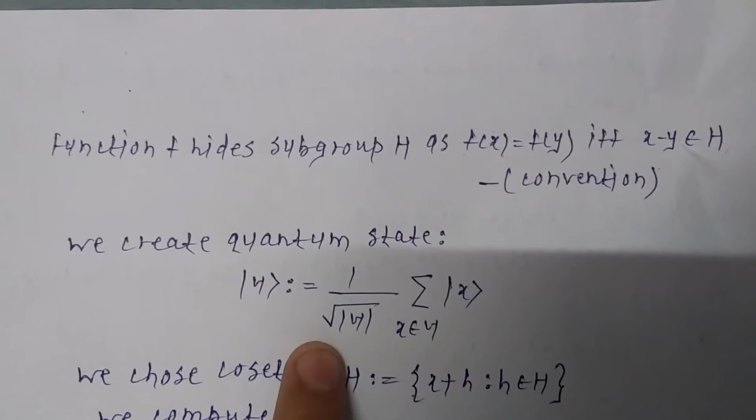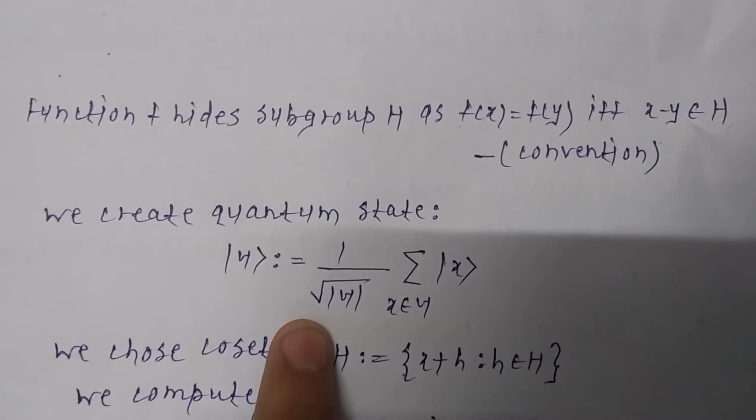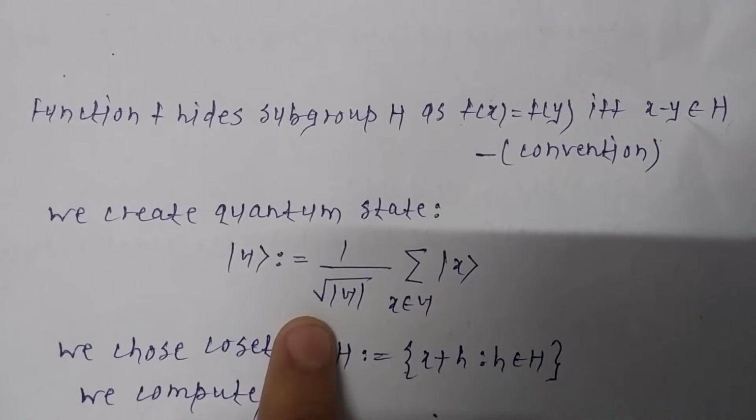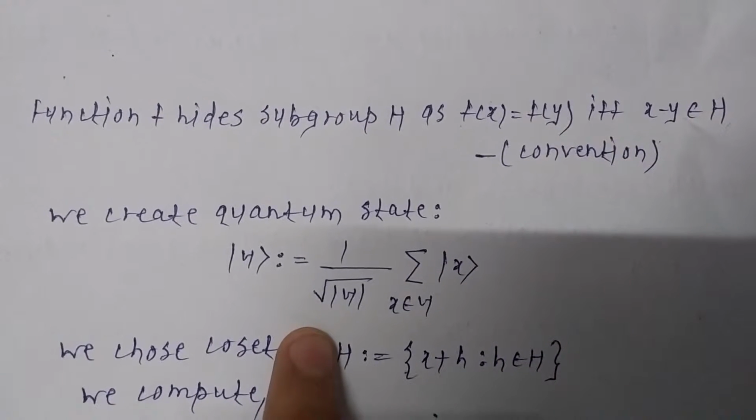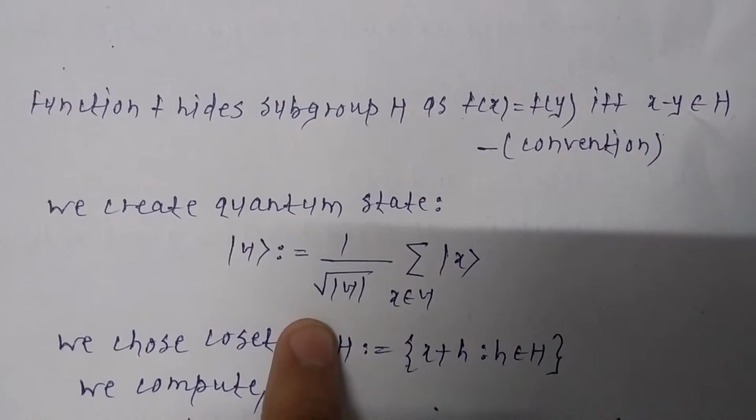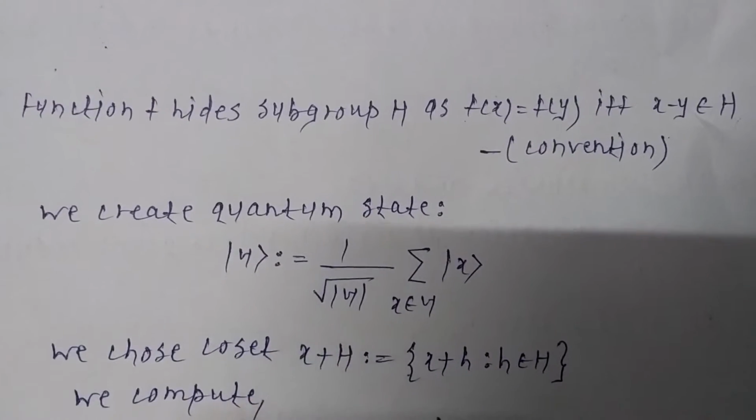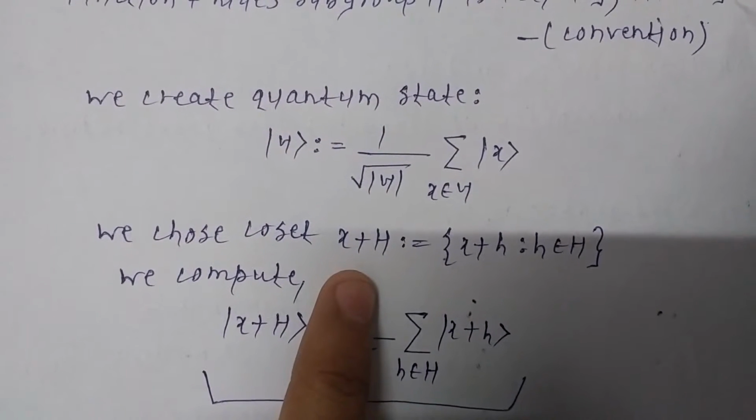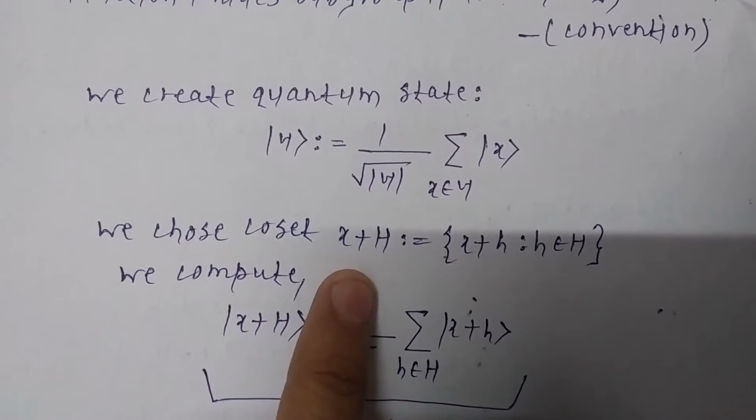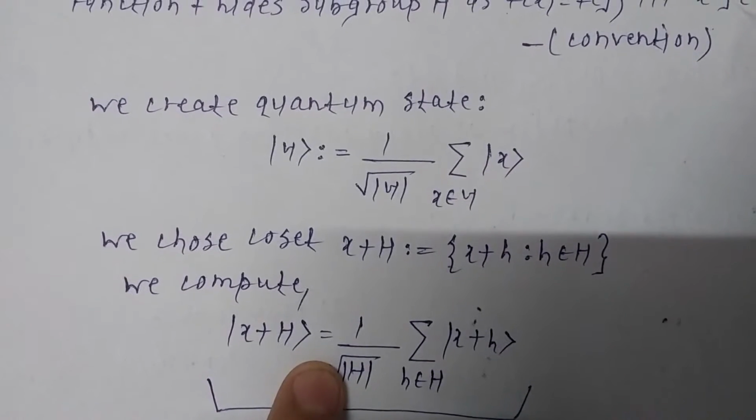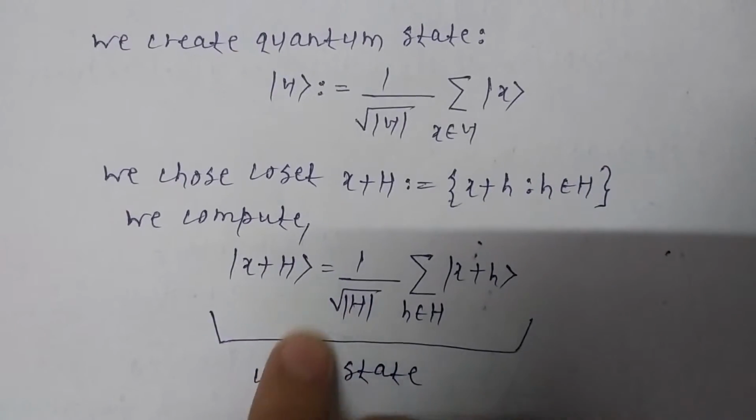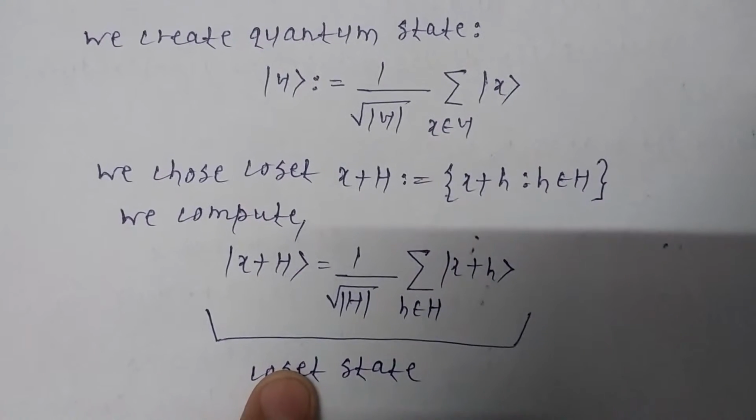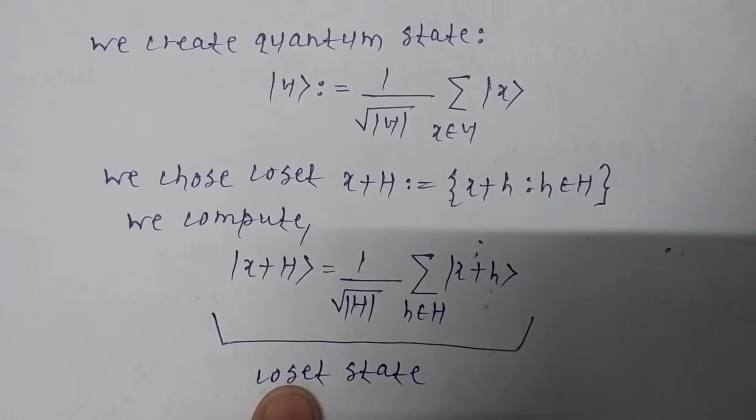For the algorithm for abelian groups, we will explain it on paper. Discussing the algorithm for the abelian group: first of all, the function f hides the subgroup H as f(x) equal to f(y) if and only if x minus y belongs to H. This is a convention and it is totally correct because we are doing the operation on an abelian group in which the operations commute. Now we create a quantum state, equal to 1 over root of the number of elements in G, times the summation of the quantum states of x such that x belongs to G. We choose a coset x plus H, equal to x plus small h, where each small h belongs to the capital H, that is a subgroup.